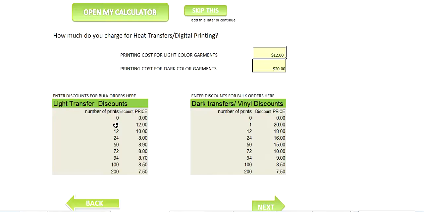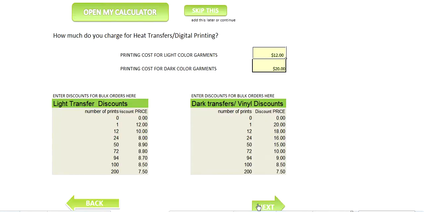So if you order one heat transfer, it's $12. If you order 12, you get a discount. And your discount price, you see that doesn't say discount rate anymore, folks. It says discount price. So this is the price that the customer would actually pay, and that's the price that's going to come up in the calculator once you start adding. So just remember that even though we put $12 here for a light colored garment, and that's if you buy one, if you buy 12, then the price is going to drop to $10 per shirt.